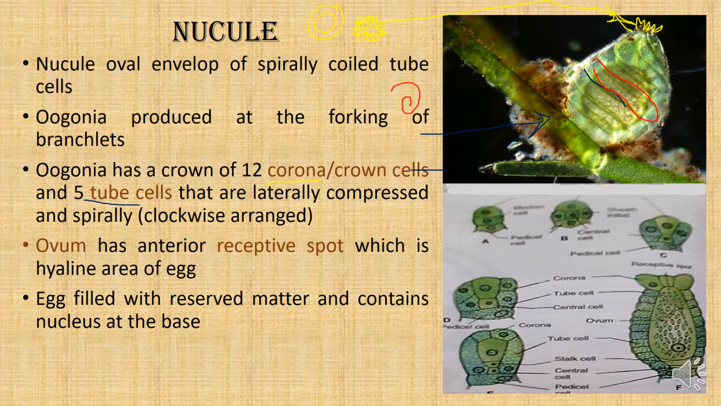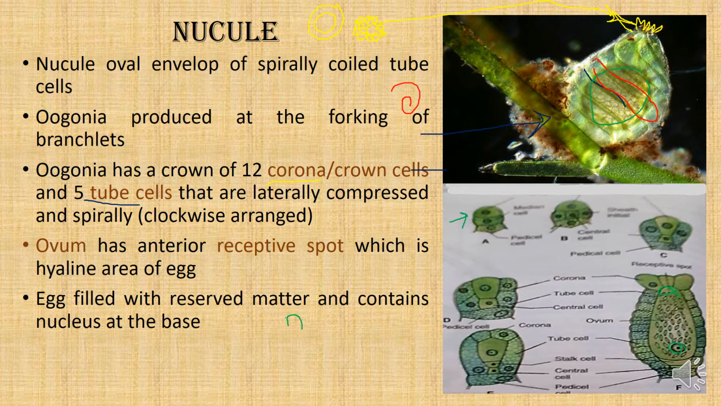Inside to it we see another egg cell. Inside to it we see, this is the egg cell. This one is the egg cell. And this egg cell has got a very characteristic receptive spot. This is the egg cell, and it has got a hyaline receptive spot here in the anterior region, and in the posterior region it has got the nucleus.